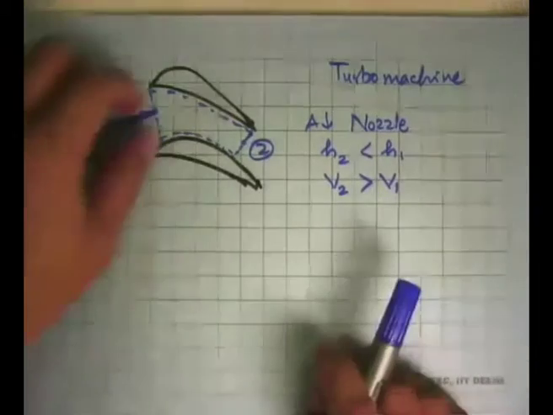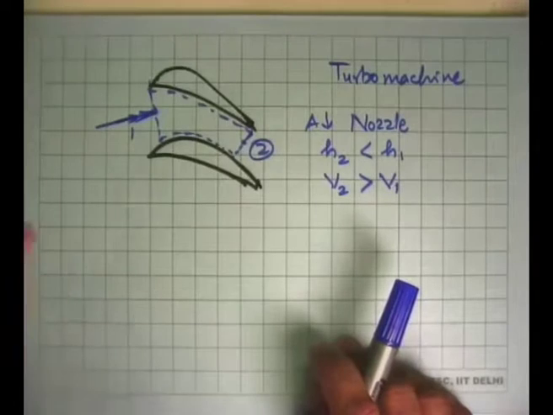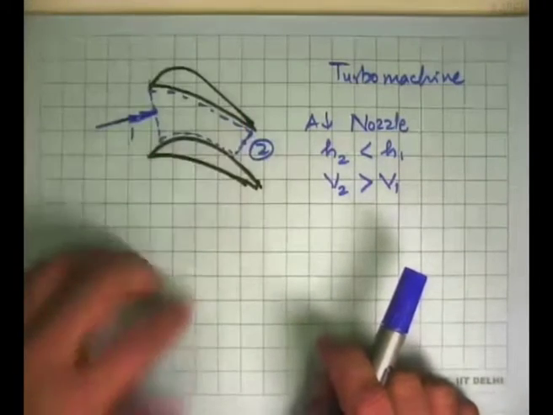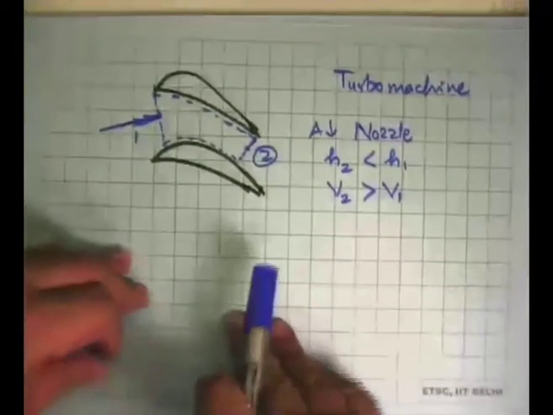The idea is that we create passages. It does not necessarily have to be concentric, it doesn't have to be straight, it could be of any shape, and we can get this type of performance from the device.